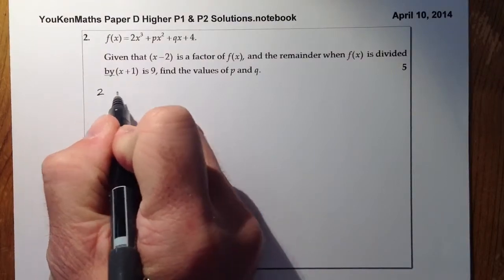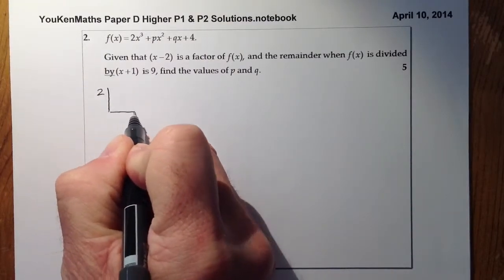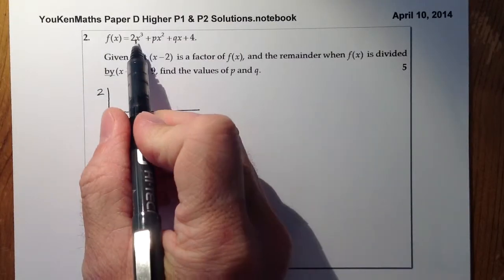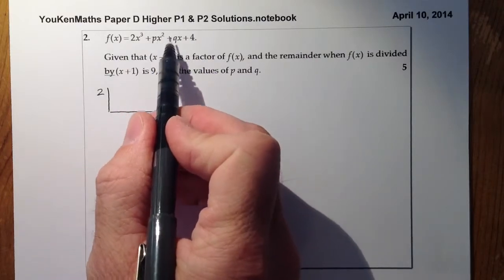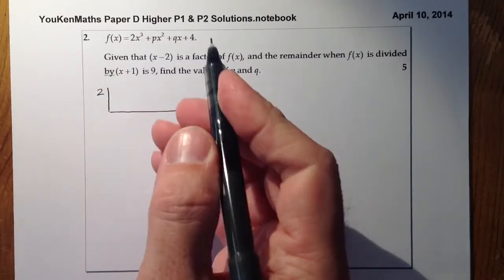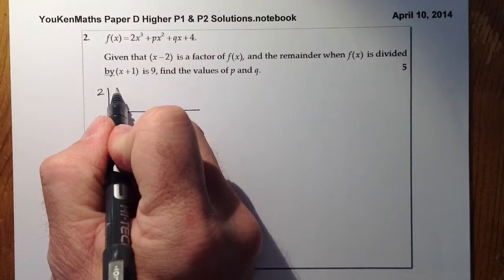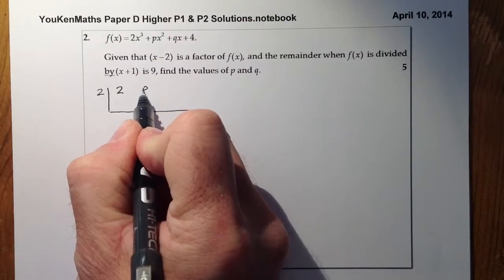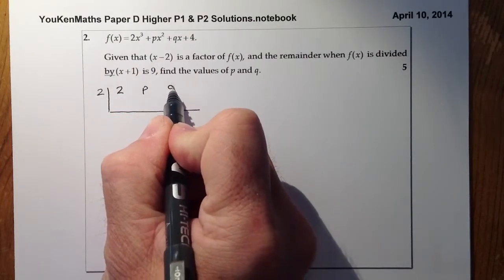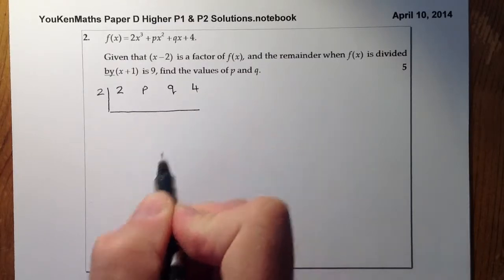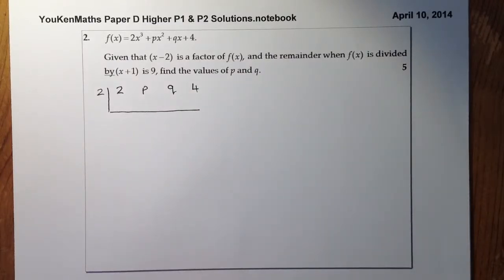So I'll have a 2 outside here, and all I'm going to do is write down the coefficients. There's nothing missing at the top, so I'll just write them out the way they are. So there's 2, p, q, and 4. And I'll do the synthetic division, and there'll be a bit of algebra in here, and we'll end up with an algebraic expression at the end.